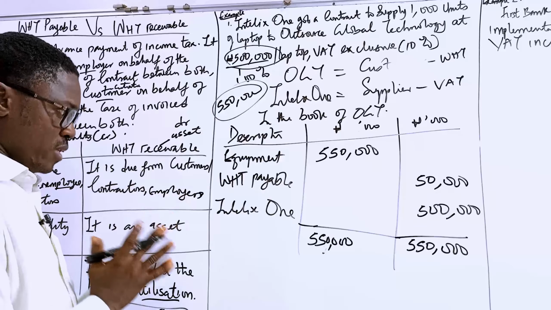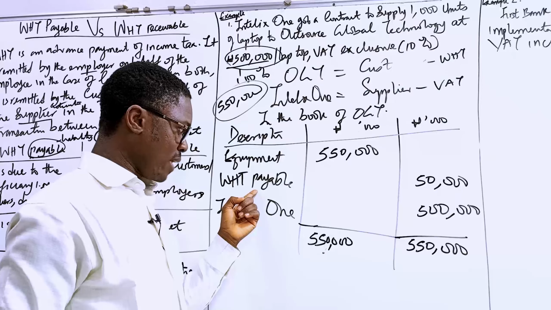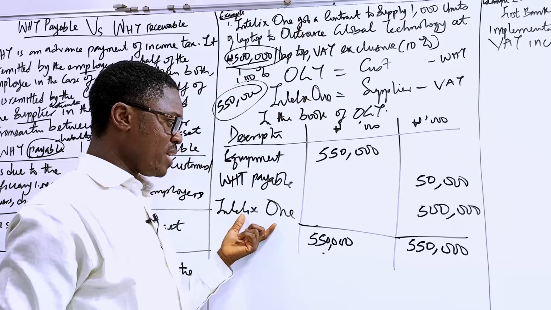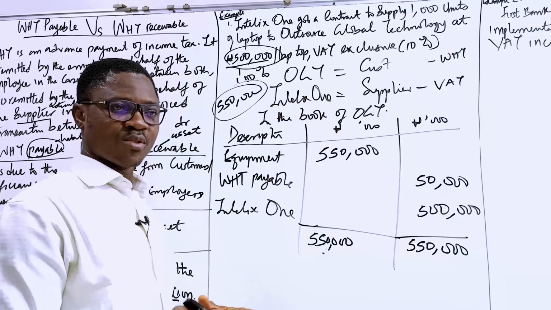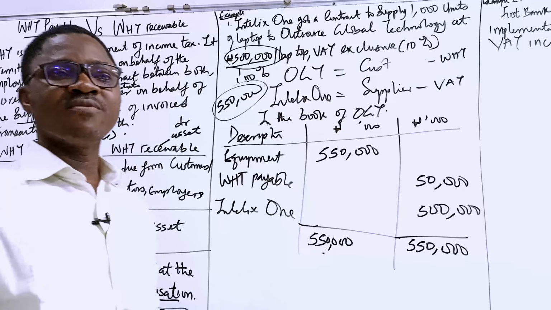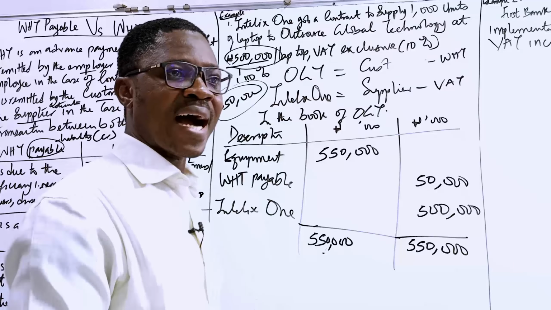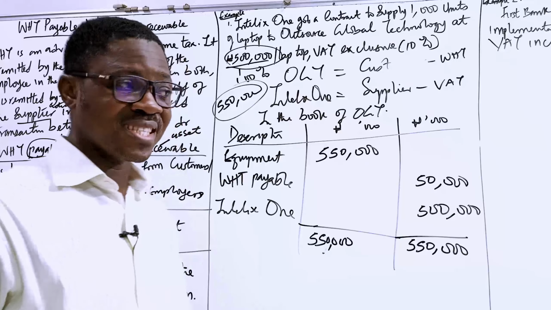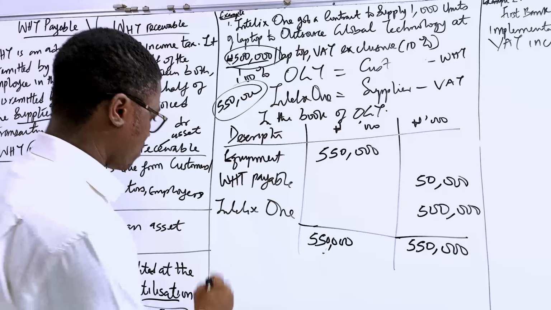Two things are involved here. OGT will eventually remit the withholding tax, right? OGT will also eventually pay Intellix 1. Other things being equal, let's assume that OGT will be remitting the withholding tax on behalf of Intellix 1 at the same time they are making the payment to Intellix 1 for the supply of this laptop. What will be the accounting entry?